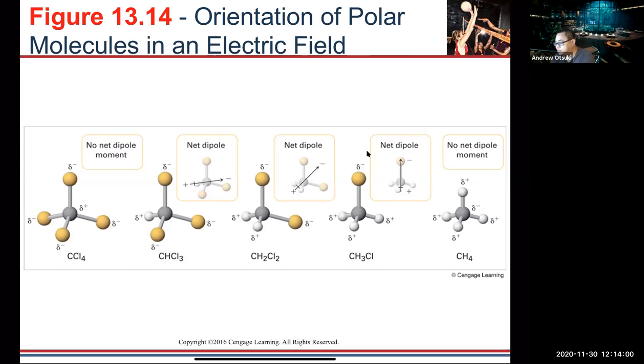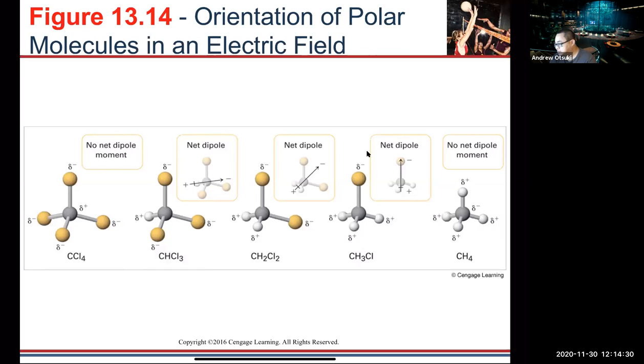As we get further down the line, there's always going to be a net dipole because it's no longer symmetrical. The dipoles don't cancel out. The dipoles cancel out in the first example because there were exactly two dipoles acting in opposite directions. But as we move down the line here, that's no longer the case. There's only one net dipole direction as you move towards the next compound.